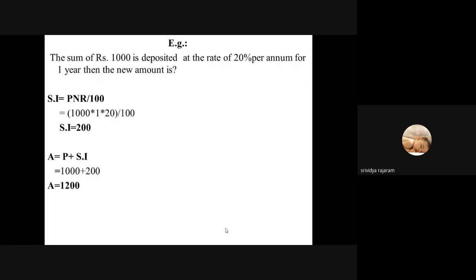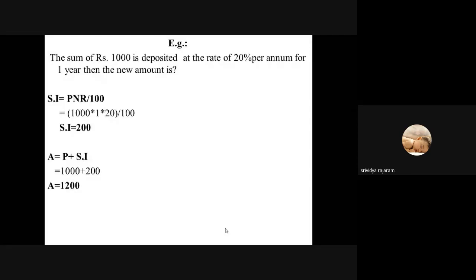Yeah, super. And one more point to remember is that the value of A which we are getting will always be greater than the principal amount. I repeat, the value of the new amount, that is A, will always be greater than the initial amount or the principal amount which we are depositing. This is also a point you should remember. Okay, so let us go to the next problem.